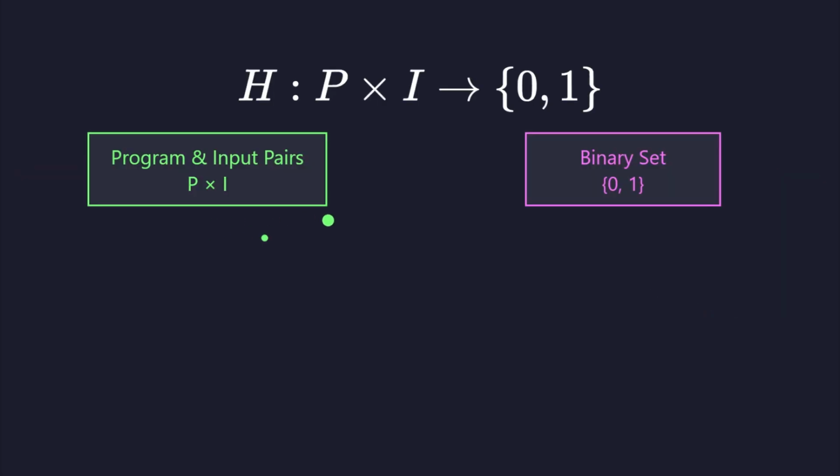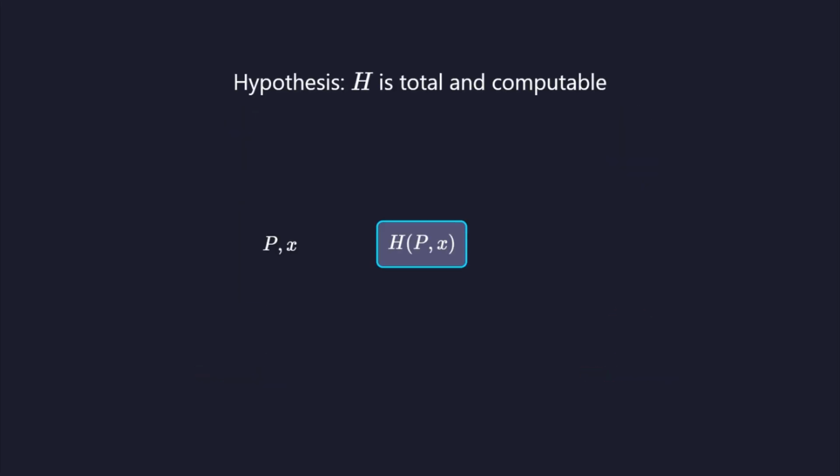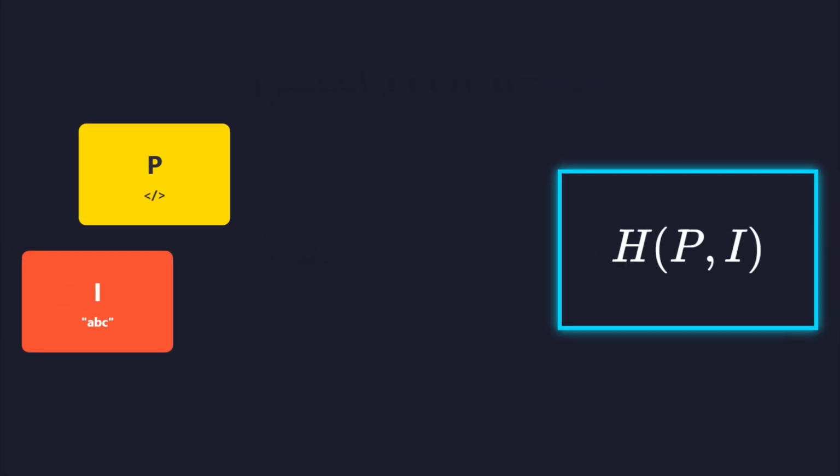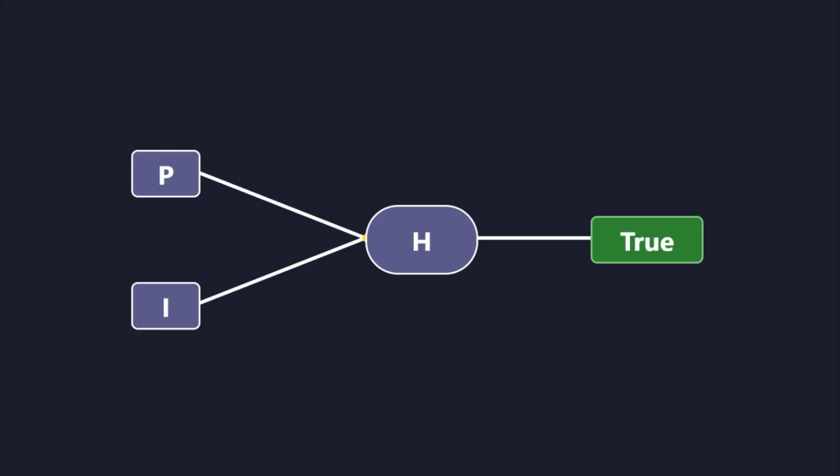machine. We define the halting function as a mapping from the set of program and input pairs to the binary set. In our model, 1 represents the termination of the program, while 0 represents the occurrence of an infinite loop. Assume for the sake of contradiction that a total computable function h exists to solve this halting mapping for everyone. Function h takes two arguments, the source code of program P and the input data string labeled as I.